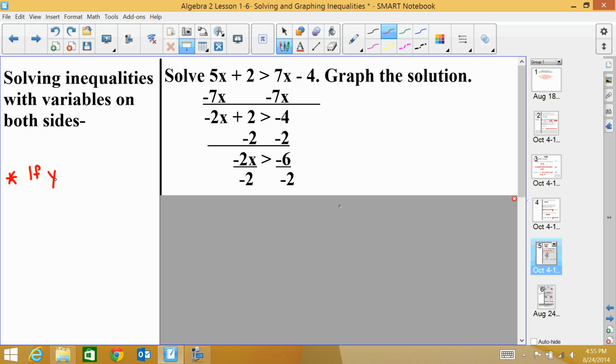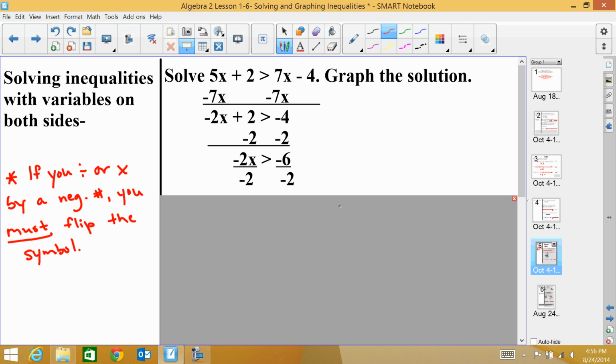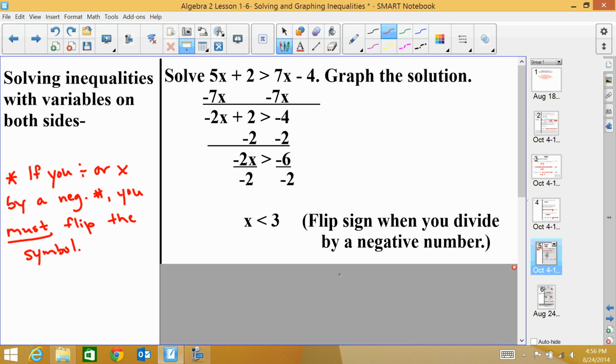If you divide, or multiply for that matter, by a negative number, you must flip the sign, or the symbol, whichever one you choose to say. Okay, so in this case, we have to flip it over. And so now our symbol points to the left, if you notice. And so we get x is less than 3.